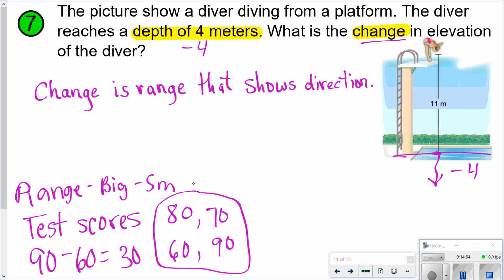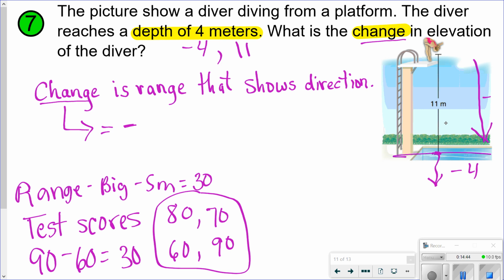So we have to find the largest number and subtract the smallest number, and then make sure that our change is showing the direction. What direction is this diver going? She's going in the negative direction because she's going down. That's going to be a negative direction. So I already know that our change is going to equal a negative number. So to find the range, you take the 2 numbers, and our integers are negative 4 and that positive 11. So which one of those is larger? Well, any positive number is going to be the largest number.